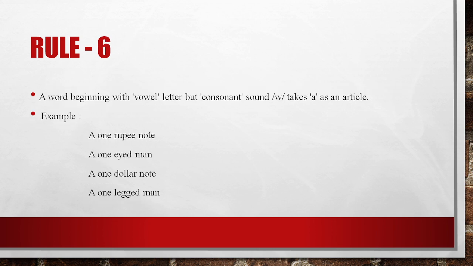Rule 6. A word beginning with a vowel letter but the consonant sound W takes a as an article: a one rupee note, a one eyed person, a one dollar note, a one legged man. So, in all these words, we can see that the wa sound is used. Hence, we should not make use of an over here. We have to make use of only the article a.